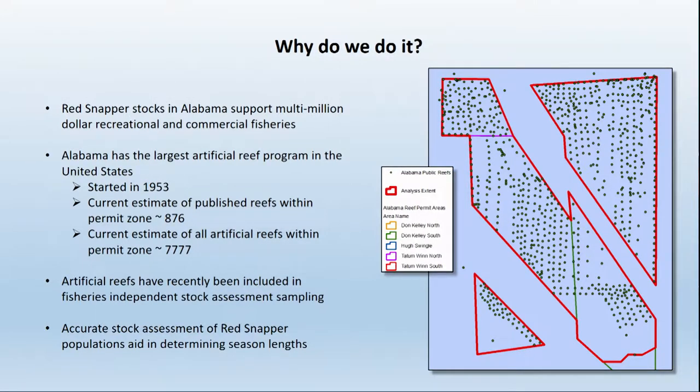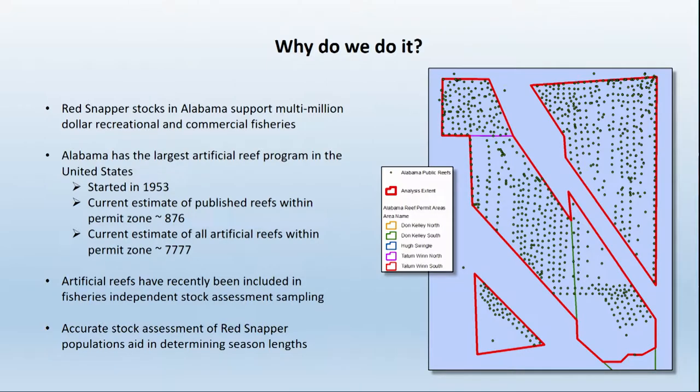Right now, it's currently estimated that there are around 876 publicly known reefs within the permit zone, but from our survey efforts with the sonar, we estimate that to be somewhere around 7,777, which is an interesting number.